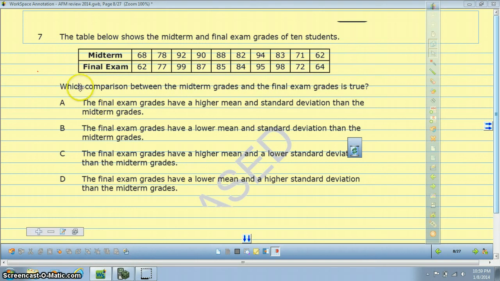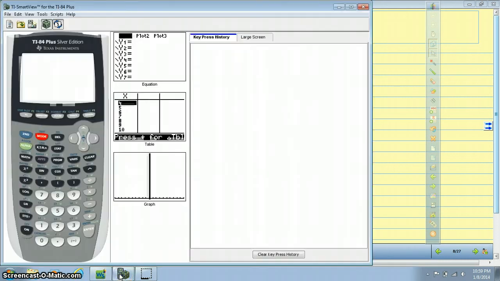Alright, ladies and gentlemen, we are going to compare in number 7 two sets of numbers, comparing the mean and standard deviation. And we're going to enter both sets into a TI calculator. We've got a set of midterm grades and a set of final grades for a particular class of some kind. And we're going to use the TI since we should have that available for the test.